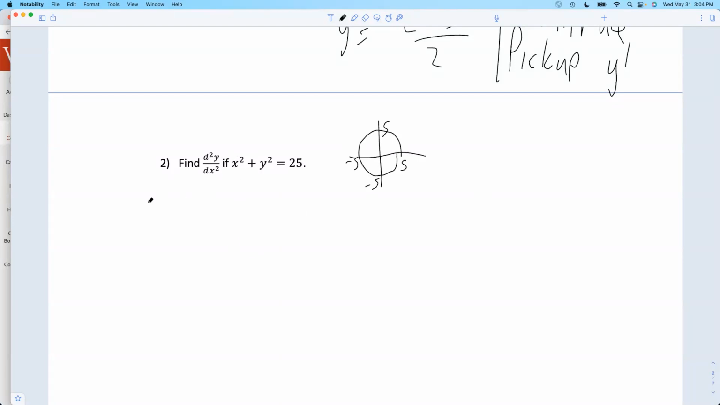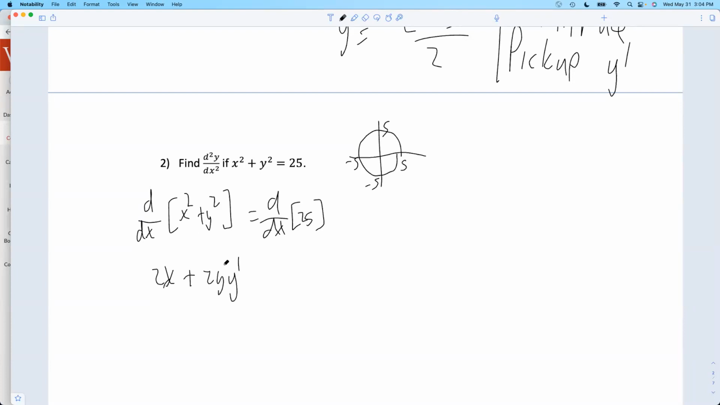So if I take the first derivative with respect to x of both sides, I'm allowed to do that. Then the derivative of x squared is 2x. The derivative of y squared is 2y times y prime. Every time you've got a y, you pick up a y prime. The derivative of 25 is 0.